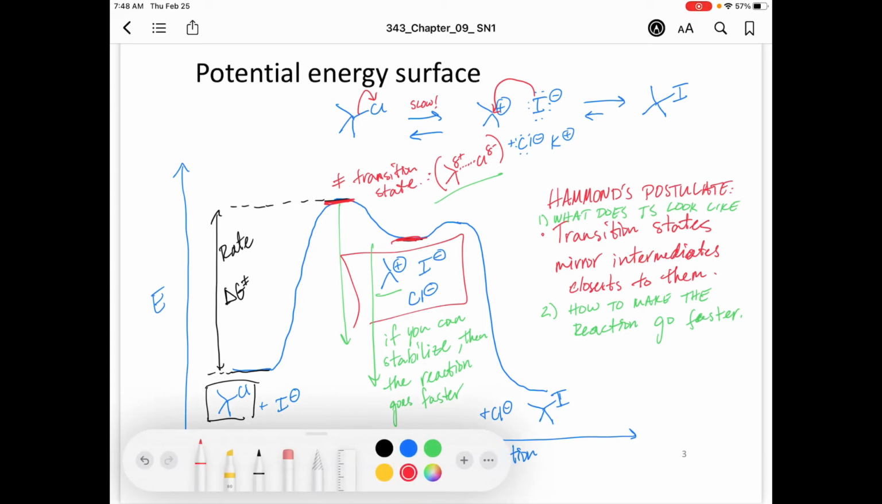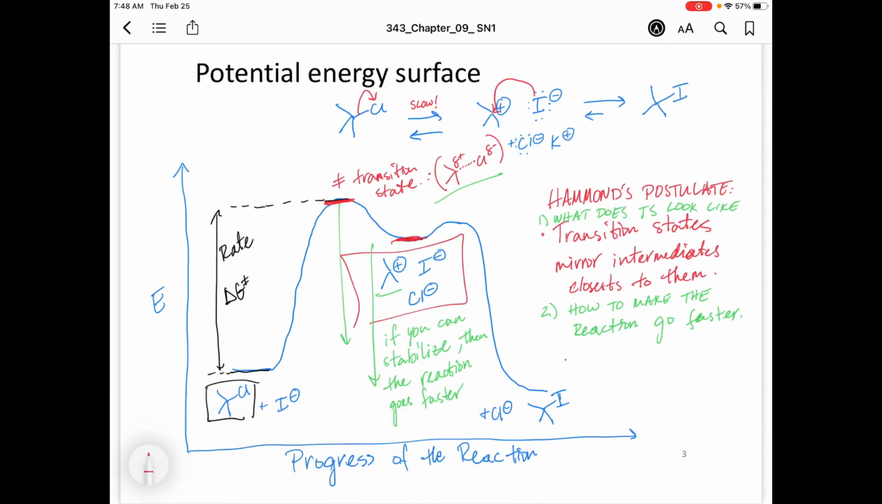So I'm going to write the following. The second thing Hammond's postulate tells you is how to make the reaction go faster. So the more stable the intermediates, the faster the reaction.